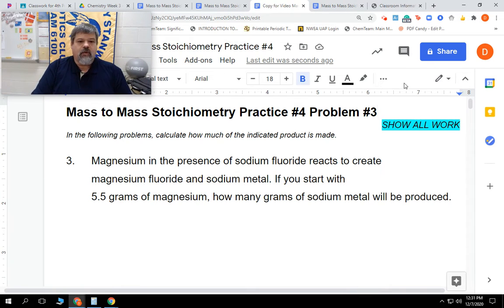We're doing stoichiometry right now, and it's mass to mass. Practice sheet number 4, problem number 3. So again, when we do this, we have to remember the steps that we have to do.